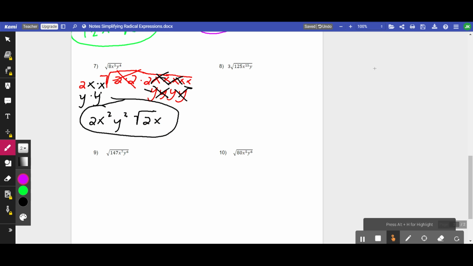Okay, so for number 8, this 3 is still outside, and then you can write out the prime factorization of the 125. So it's not even, so you can't take a 2 out first. You can try dividing 125 by 3, but it won't go in evenly. And then your next prime after 3 would be 5. So 5 will go into 125.